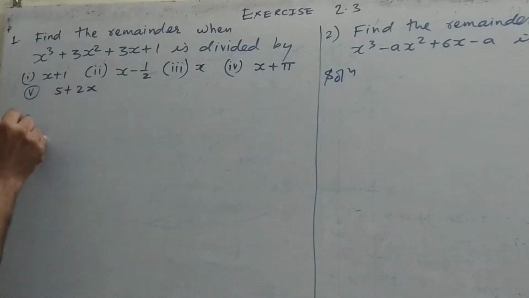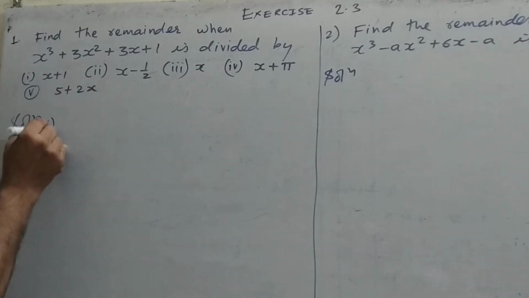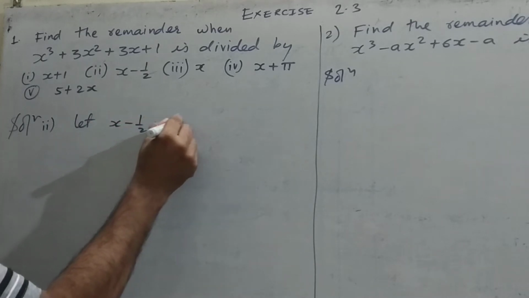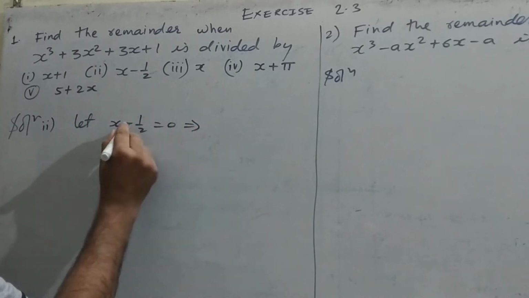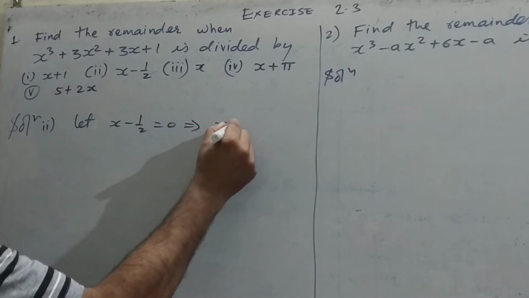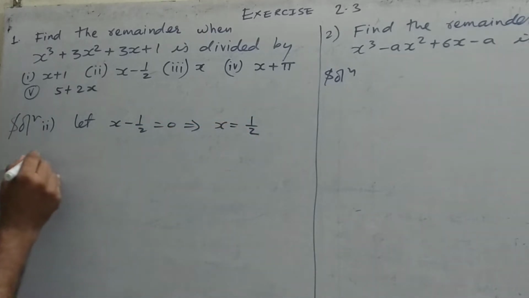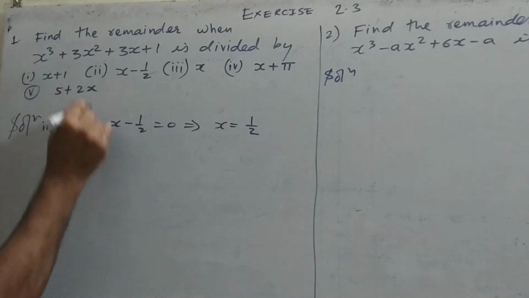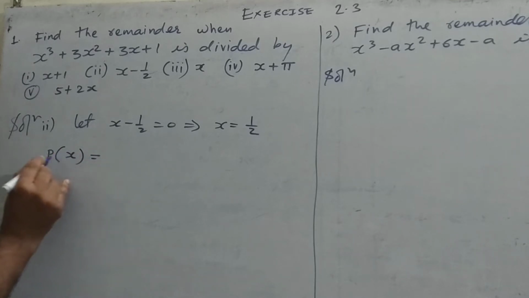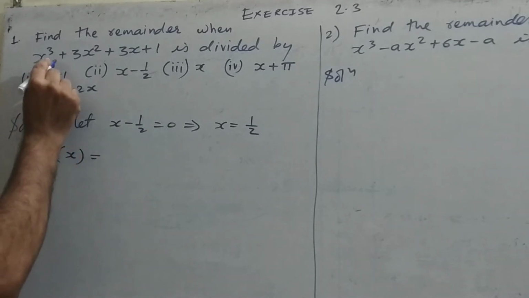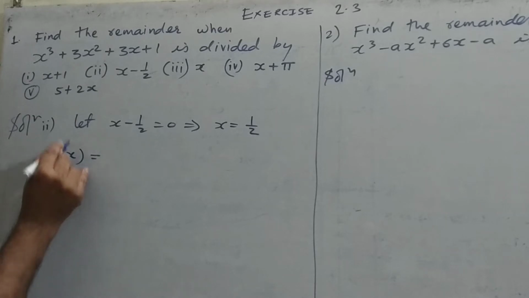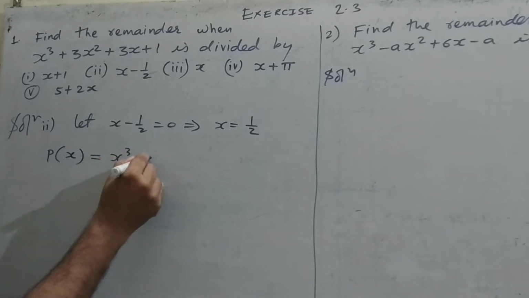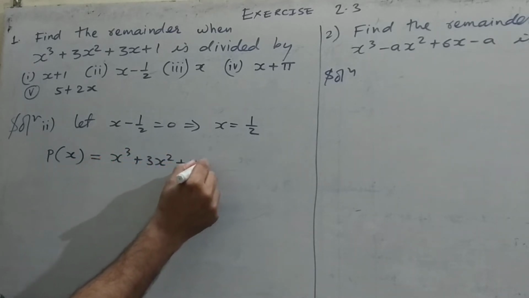I am doing the second option for you. Let x minus 1 by 2 equal 0, which implies x is equal to positive 1 by 2. Now the polynomial p(x) is equal to this polynomial. You write down p(x), f(x), q(x) like that. If there is x here, you write x; if it is y, you write y. It will be x cube plus 3x square plus 3x plus 1.